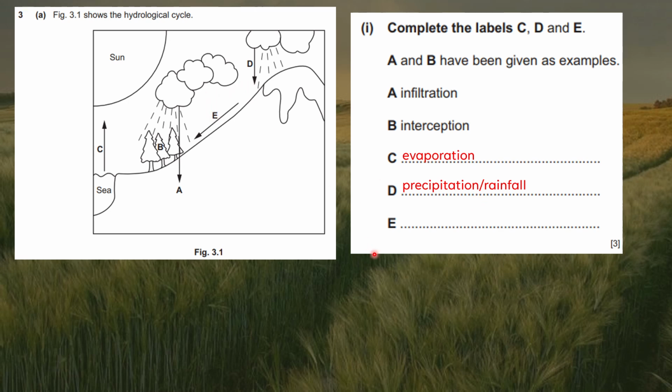Okay, now the last one, E. So we've had the rainfall, we've had the precipitation, it's hit the ground, and it doesn't just stay there because there's a slope. It goes downhill. So this is called runoff or overland flow.